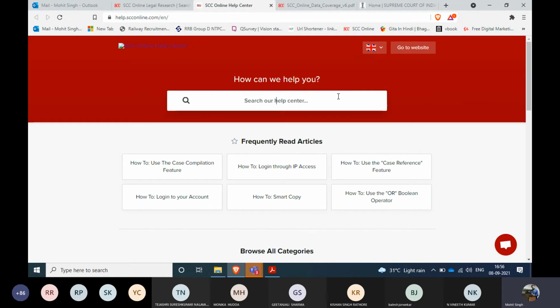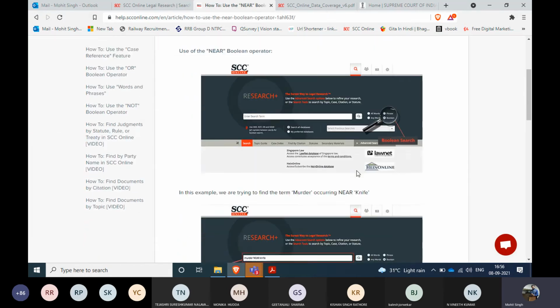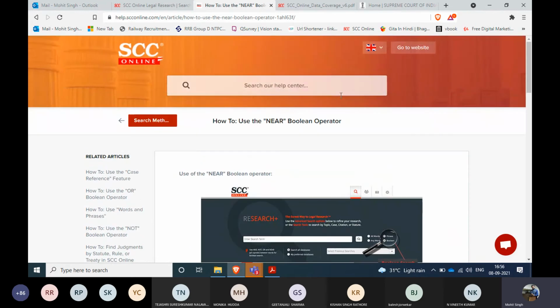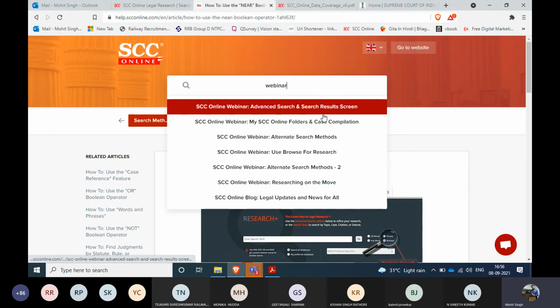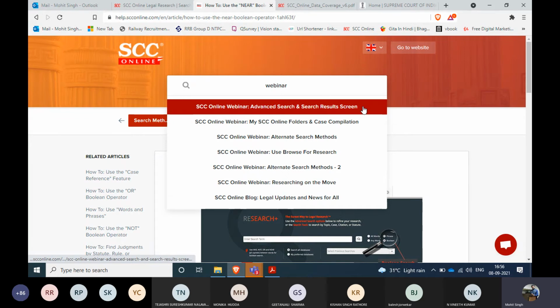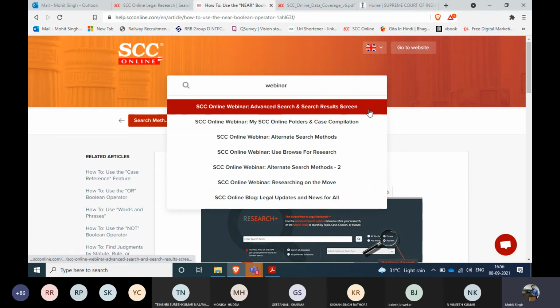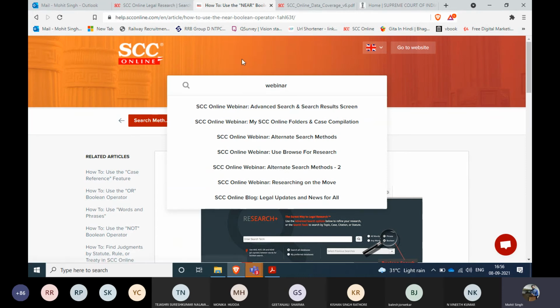So for example, you quickly want to see how the near operator works. You click on this near Boolean operator and it will give you the entire information of how near works. In case you're looking for the webinar on advanced searches or any other advanced feature which we have not covered in this session intentionally, then you can simply go to that, click on the YouTube video, and you can watch that. With that, I guess we can open the question answers round. Mr. Anna, if you have anything to add, then we can add that information as well.